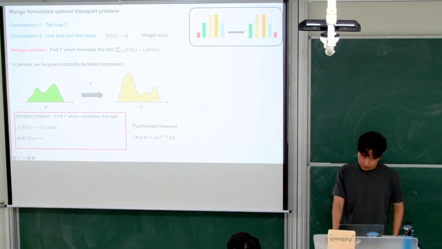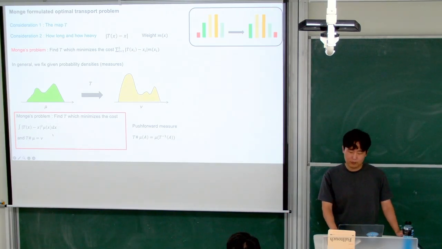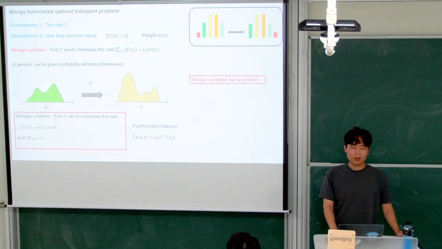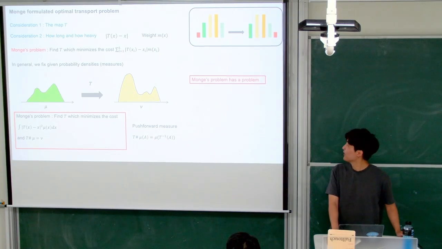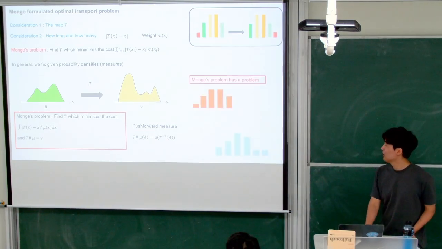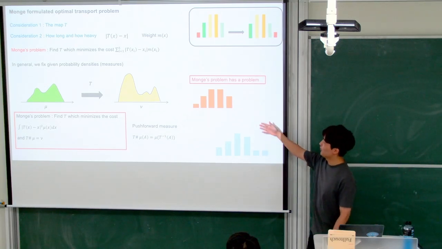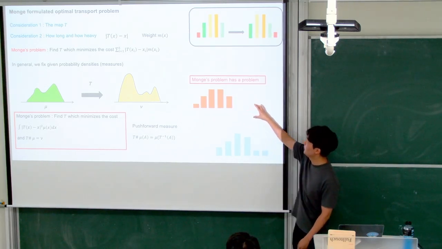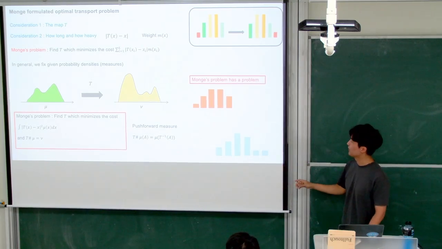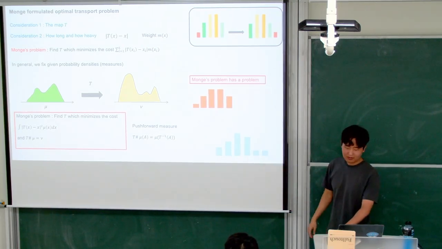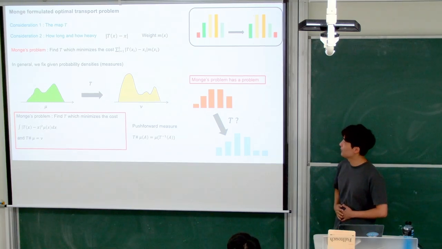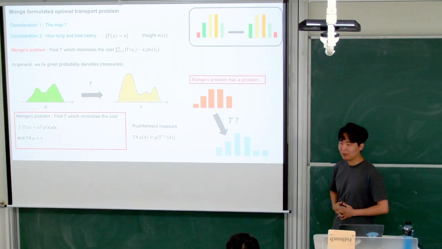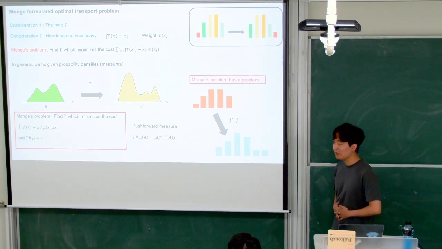Mathematical definition. Push forward measure. Actually, the Monge problem has a serious problem. Let's say we have the following distribution. This is our initial distribution, and this is the final distribution. Can we make a map from the orange one to the sky blue? Can we make it?